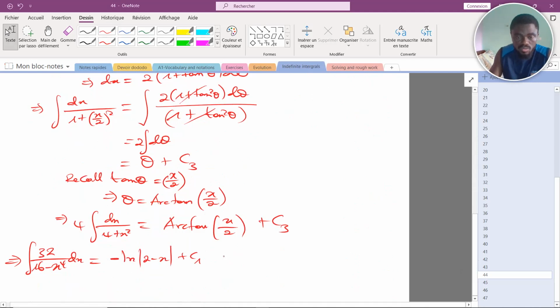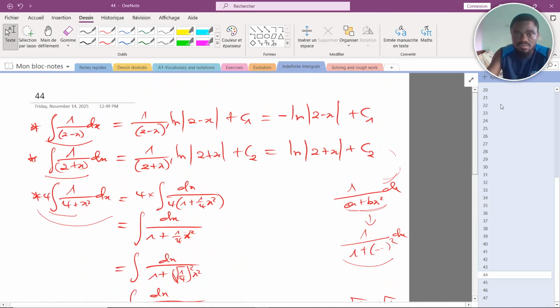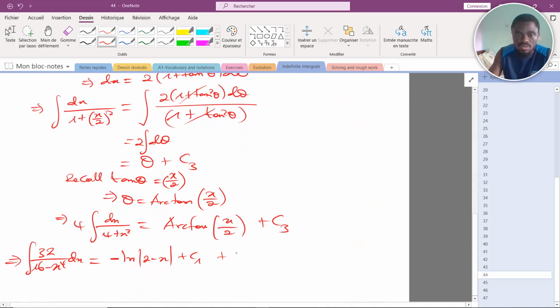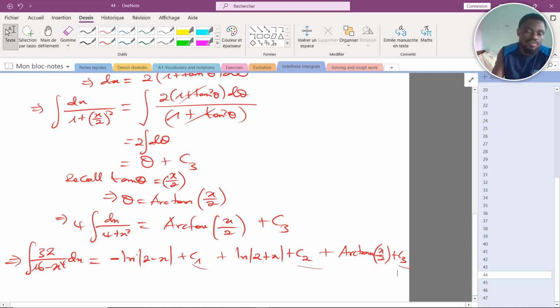plus a constant c1, plus the next one gave what? It gave ln of 2 plus x plus a constant c2, and plus this last one, which is arctan of x over 2 plus a constant c3. These three constants, they are all constants, so we shall group them under a general constant. You understand? So this will be equal to what?